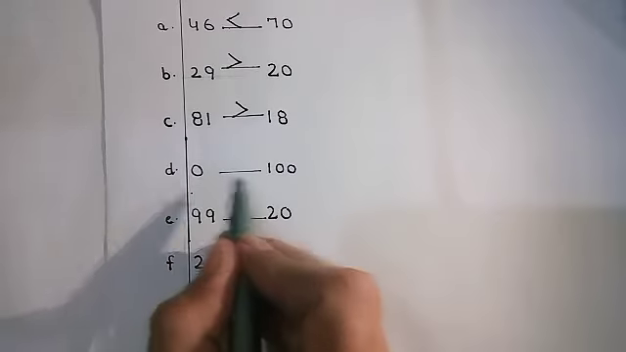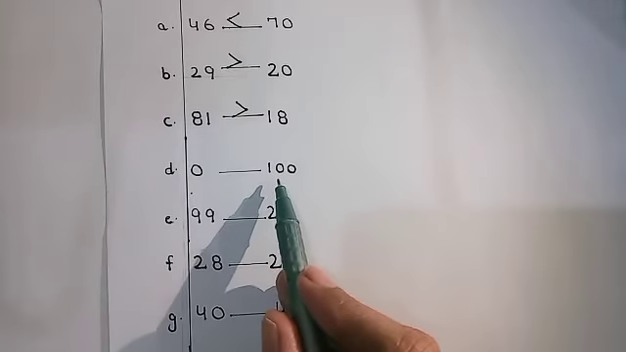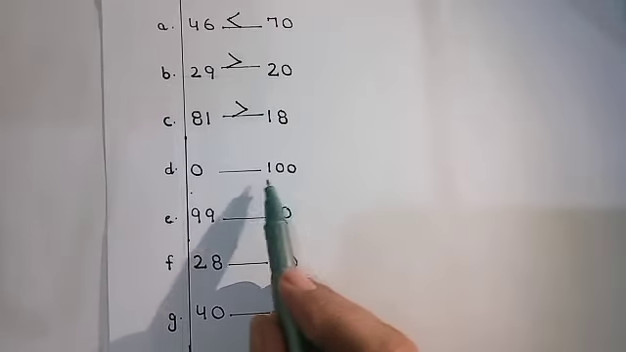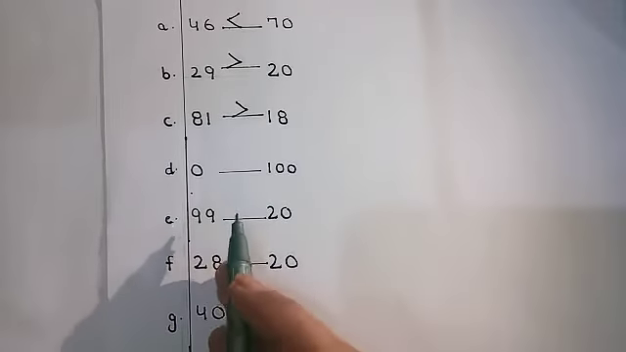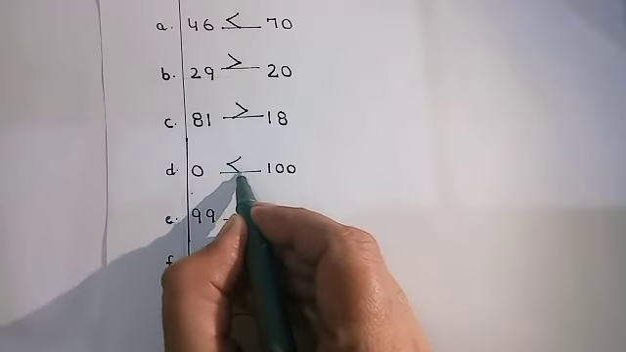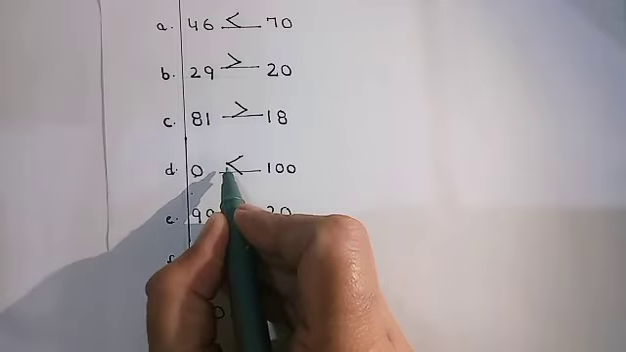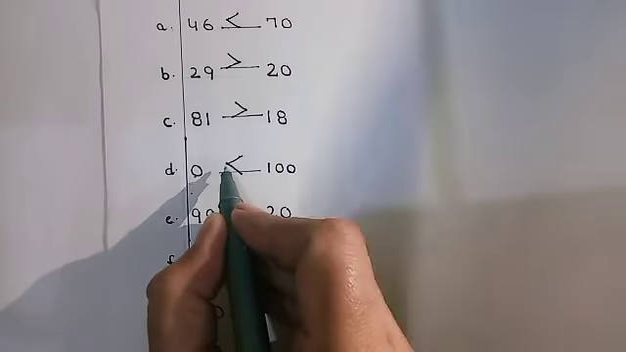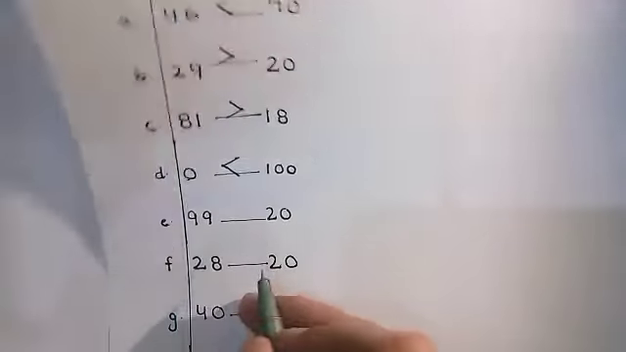0 dash 100. Look at here, you are seeing here 3 digits are here. This is 100, here is 0. Which is the bigger number? Definitely 100 is the bigger number, so you will have to put the sign. 0 is smaller than 100.